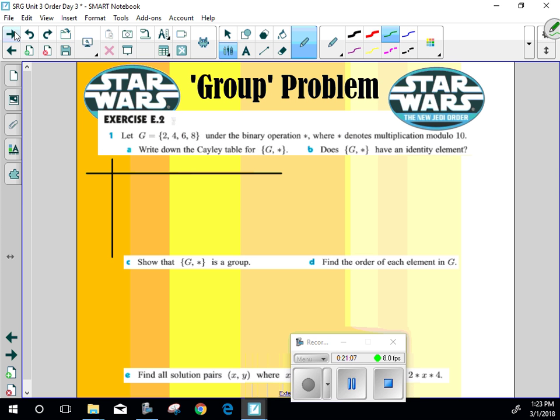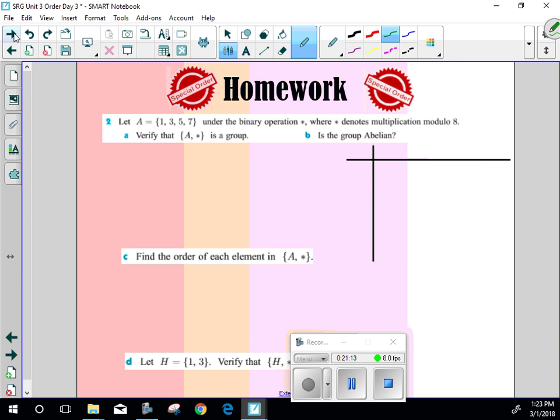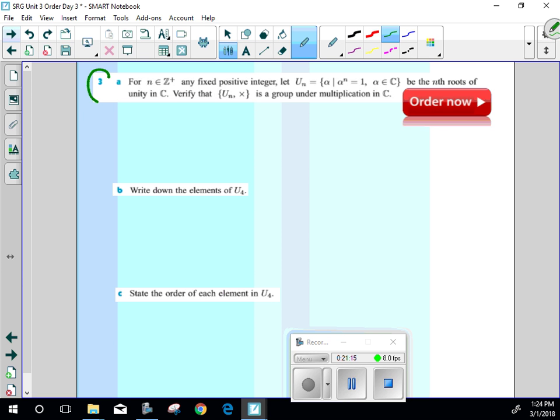The problems that you're going to be working on, here's a group problem that we're going to work on, and then the homework's going to be 2 and 3.